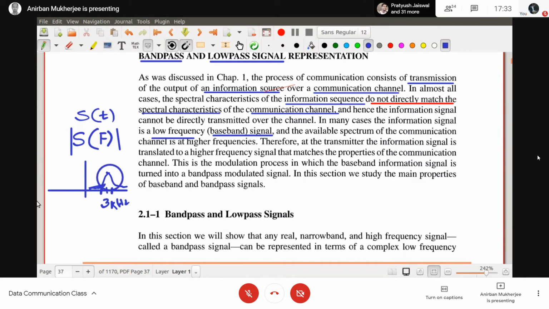Now, say you would like to transmit this information through the channel. But the channel also has some characteristics. It may so happen that the channel can transmit in some sort of 2.4 gigahertz frequency range. So you have to somehow frequency translate this signal to that range, otherwise you cannot transmit.